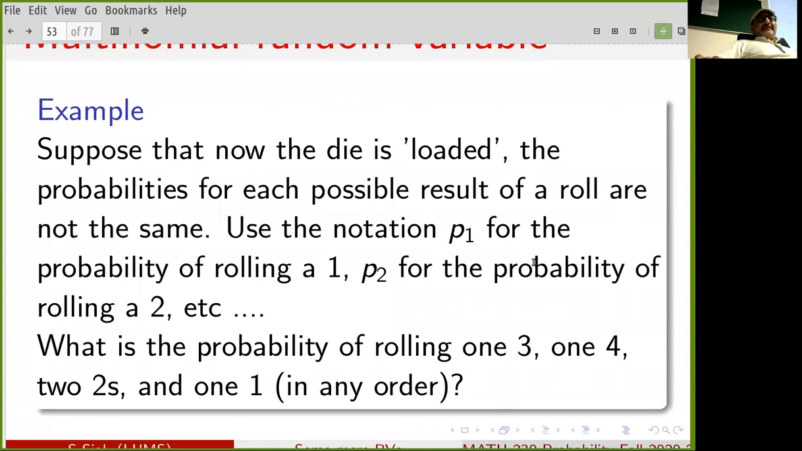Now I'm going to start cheating. The die is loaded. The probabilities are not the same. Let's say that the probability of rolling a 1 is P1, the probability of rolling a 2 is P2, the probability of rolling a 3 is P3, and so on up to the probability of rolling a 6, which is P6. What's the probability of rolling a 3, a 4, two 2s, and a 1?